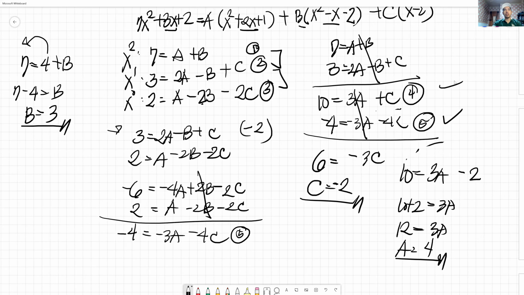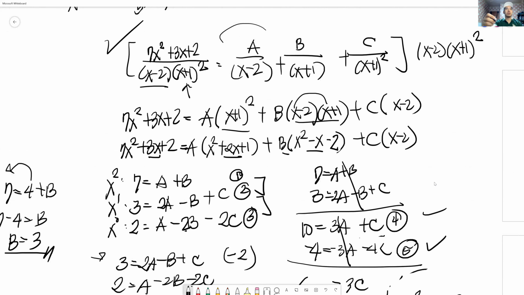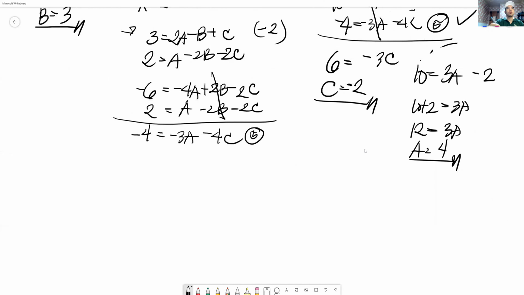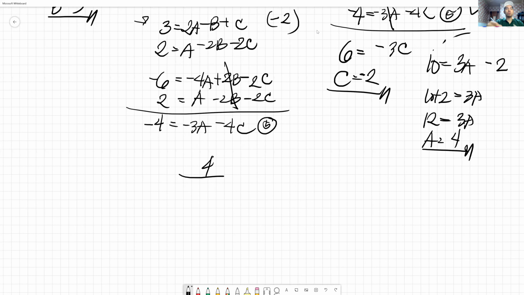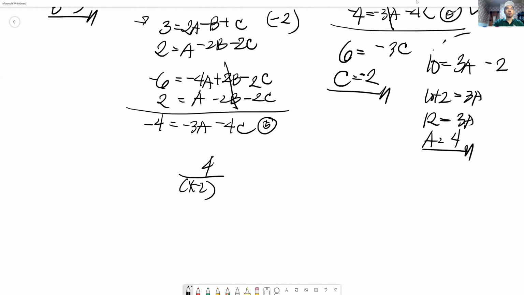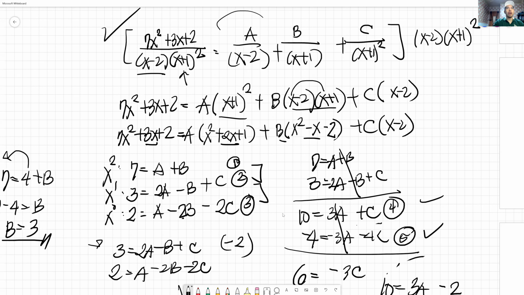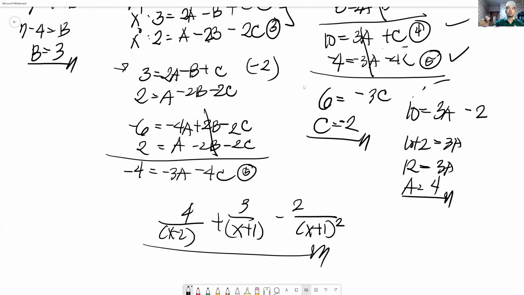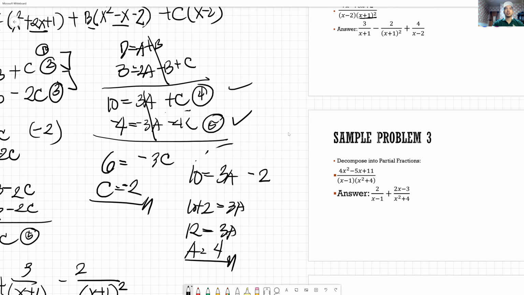Now that we have all the coefficients, we will substitute that back here. So that the answer would be 4 over what factor was that? x minus 2. 3 over x plus 1. And then negative 2, since that would be negative here. So plus minus, that would be negative 2 over x plus 1 quantity squared. And that is the decomposed fraction and the answer, which is written here.